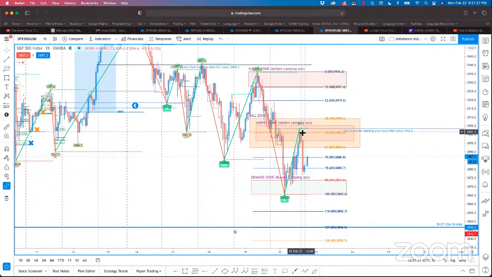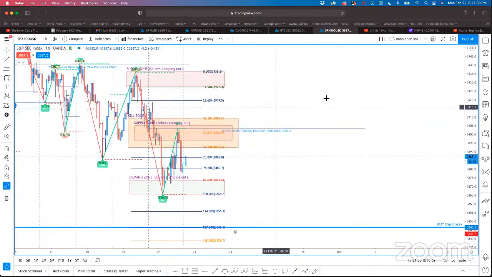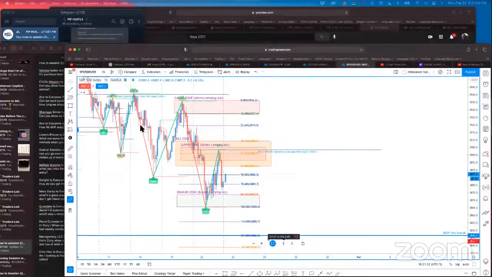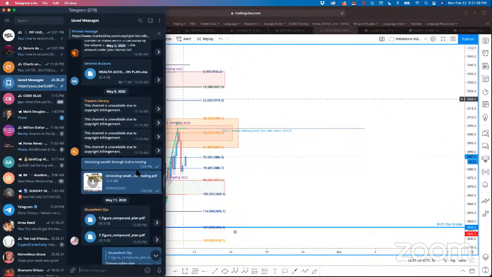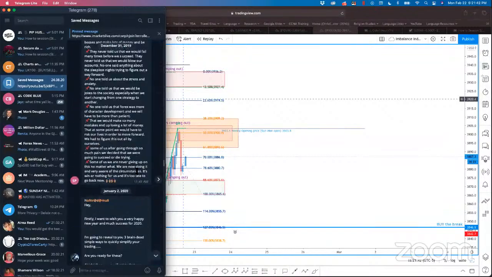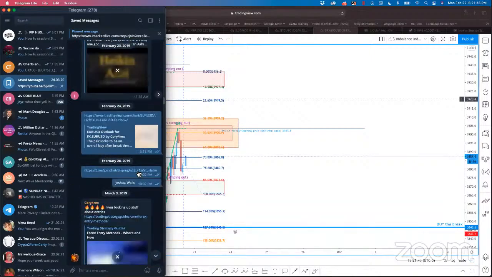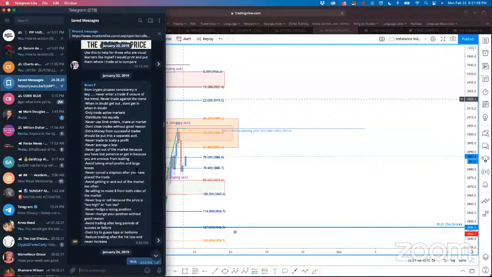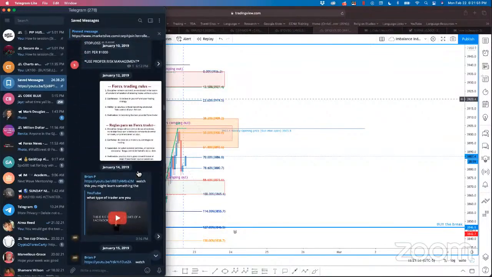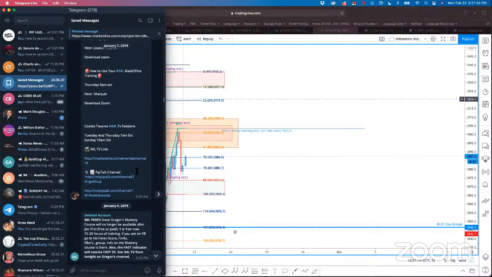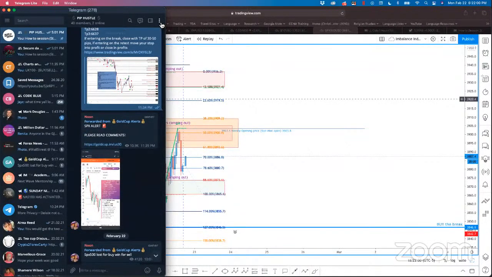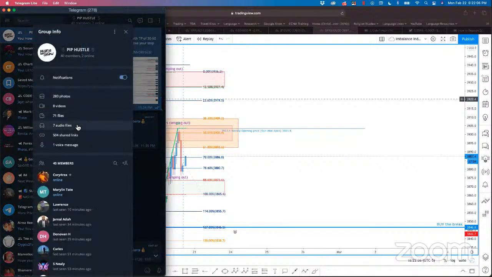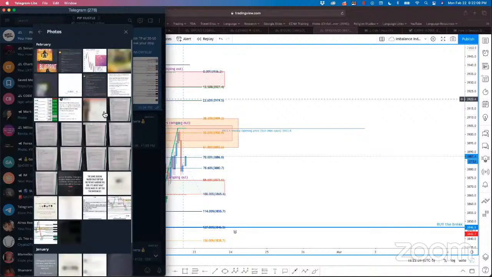Let me give you this diagram right quick. Demand zone, that will be in the same area, right? Depends on... hang on, let me just send you this. Let me send you something. Okay. Photos. I think it's in here.